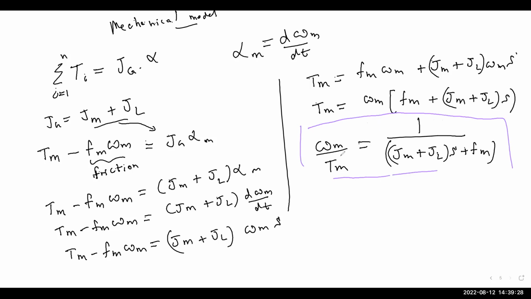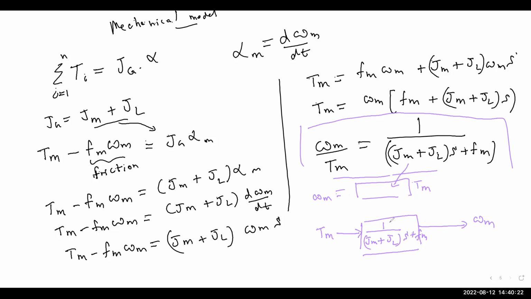If you look at this in a block diagram way, we have Tm here, and you can write omega m equals whatever you have here times Tm. How do we write this in block diagram format? We have a Tm input. We send it through this model, 1 over Jm plus Jl times s plus Fm, and you will get omega m. The multiplication of these two gives you this, the mechanical model.